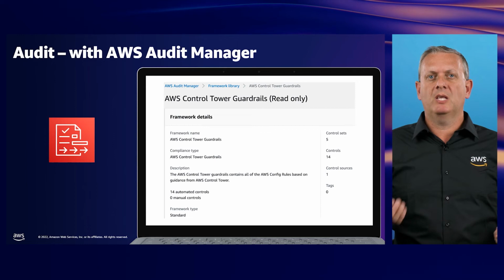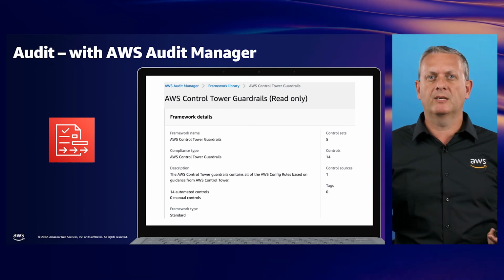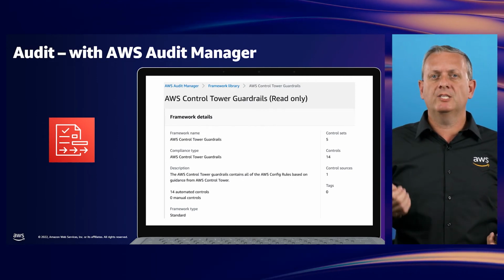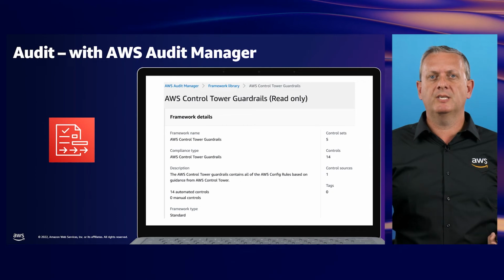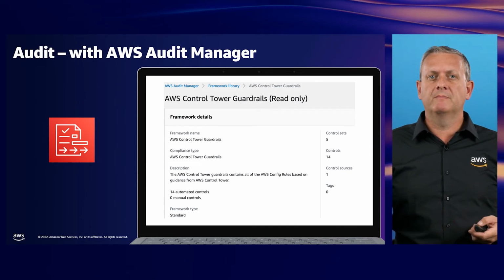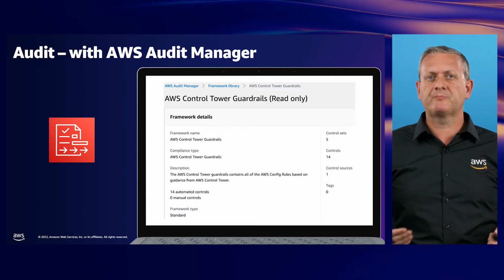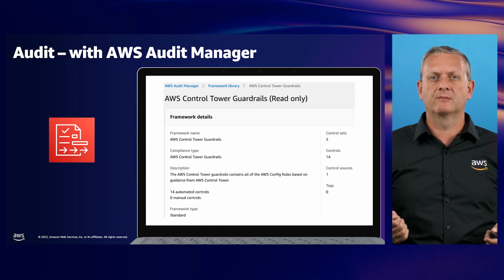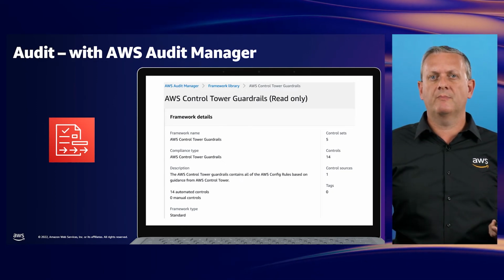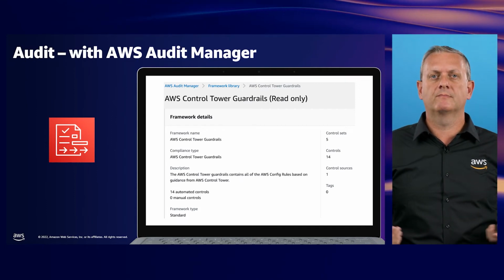AWS Audit Manager helps you continuously audit your AWS usage to simplify how you assess risk and compliance with regulations and industry standards. With Audit Manager, it is easy to assess if your policies, procedures, and activities, also known as controls, are operating effectively. Audit Manager imports guardrail logs from Control Tower and performs additional analysis. Audit Manager annotates that data to generate evidence automatically for the AWS services that are tracked by Control Tower guardrail logs.